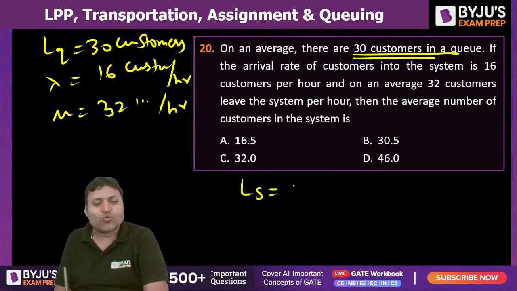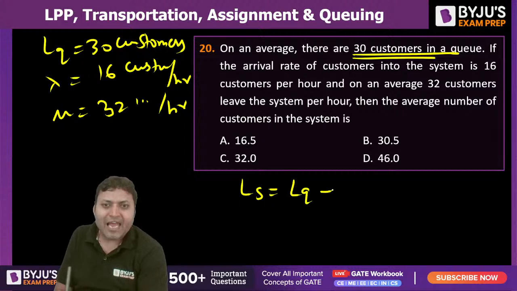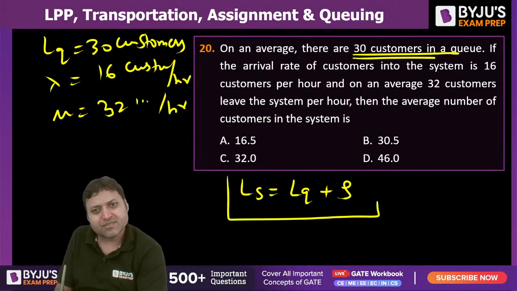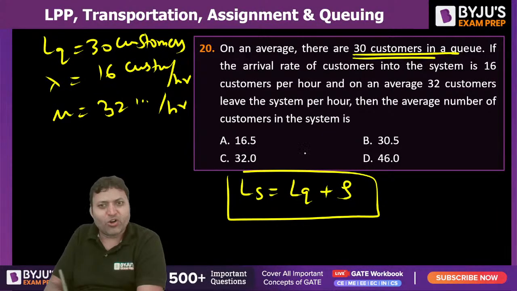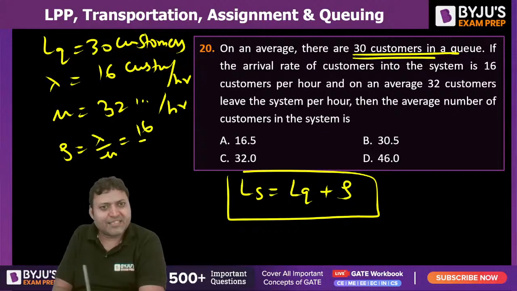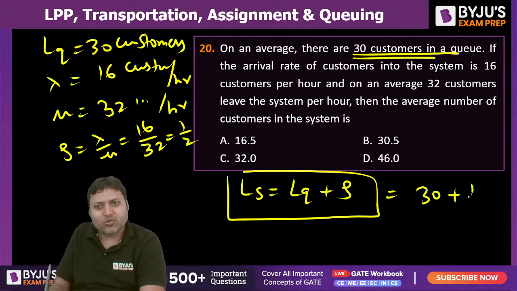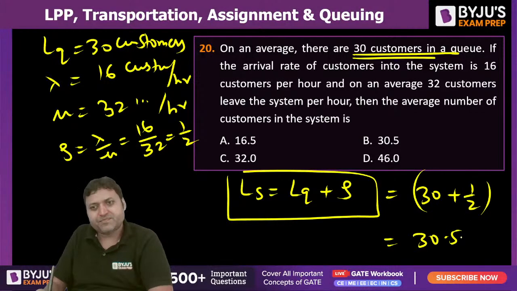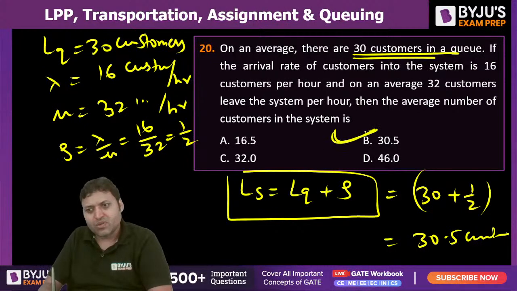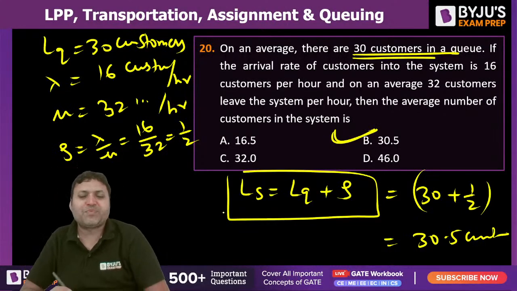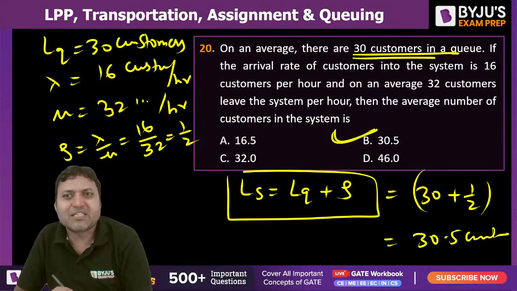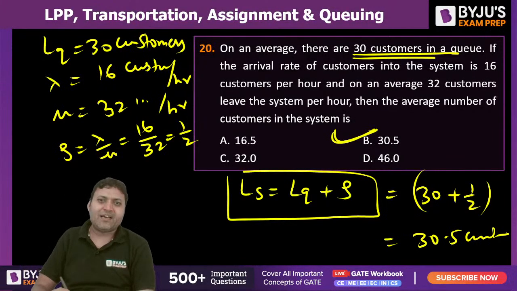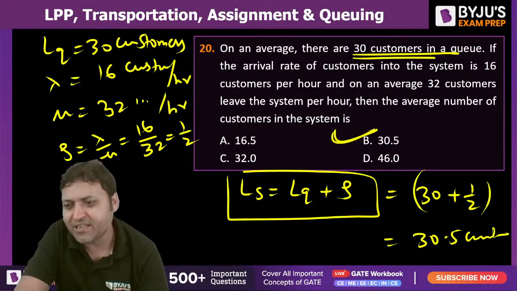LS is equal to LQ plus rho, isn't it? LQ we all know. What is rho? Rho is equal to lambda by mu, that is 16 by 32, 1 by 2. It will be 30 plus 1 by 2. For question number 20, it is option B. 30.5 customers will be there in the system, isn't it?